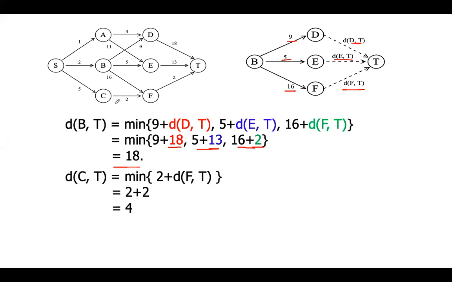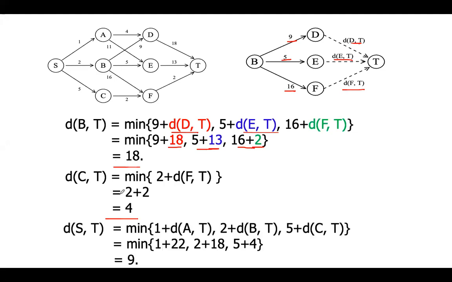Here we can see from C to T there is only one path, C to F and F to T. That is 2 plus 2. That distance is 4. Okay, distance of C to T. So we will save these things. You have to calculate this and store it. Everything we'll calculate and we'll go on storing it in an array.